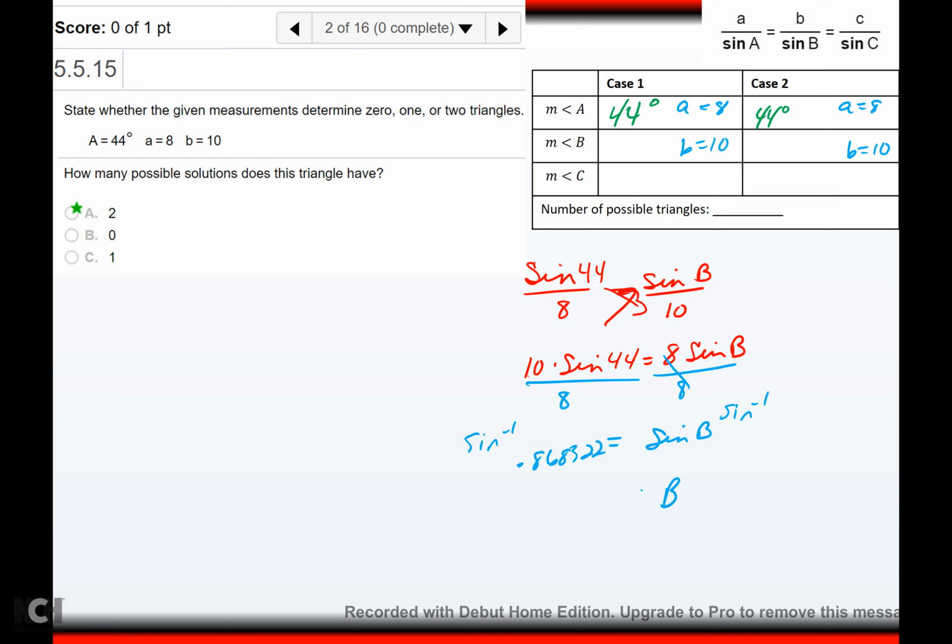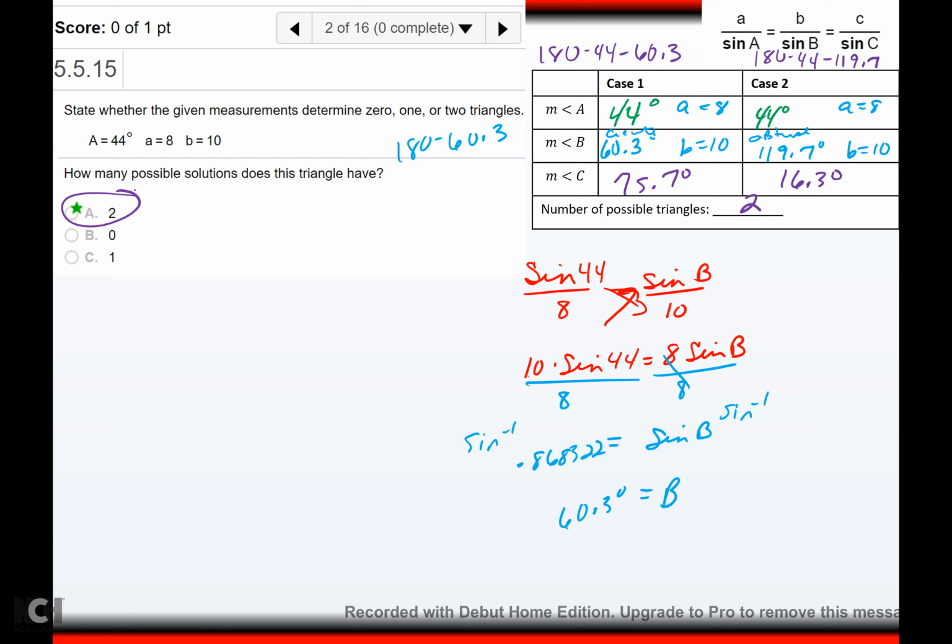0.868322, arc sine to get B alone, and I get angle B equals 60.3 degrees. So that would be acute B. To get obtuse B, you take 180 minus 60.3, and I get 119.7 degrees. So now to see how many triangles are possible, 180 minus 44 minus 60.3, I get 75.7. Over here, 180 minus 44 minus 119.7, I get 16.3 degrees, which means both triangles are possible. And for this one, we didn't have to solve it. We just had to determine how many triangles were made.